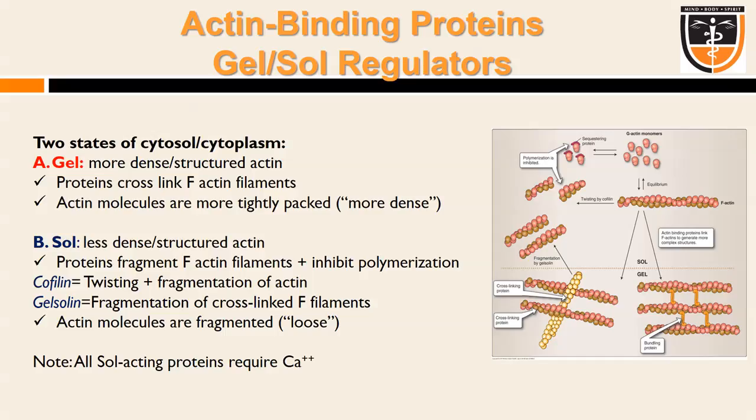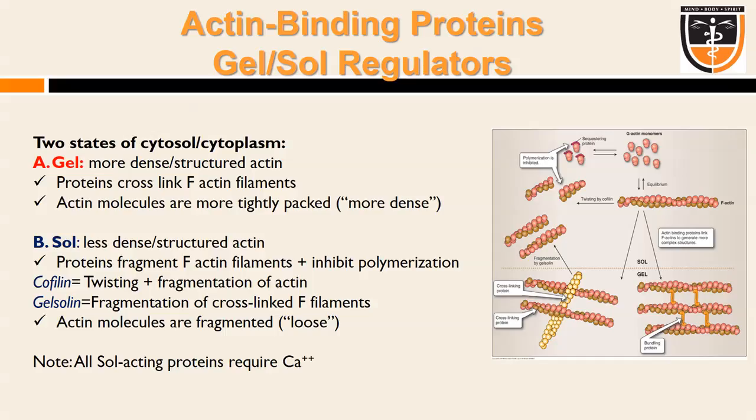Now, the sol actin-binding proteins will cause the cytoplasm to become less dense. What does that mean? They will fracture and fragment actin. They will break down that actin and make the consistency of the cytosol or cytoplasm much more watery. So they will fragment F-actin filaments and also inhibit polymerization. They will prevent the formation of new ones.